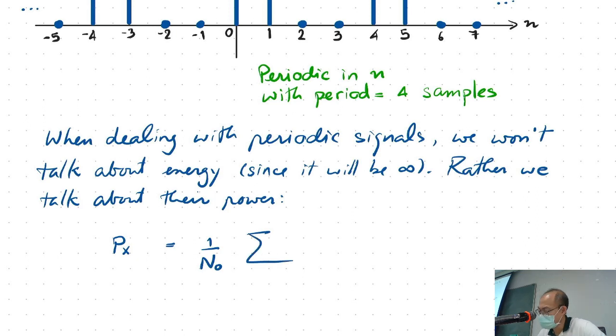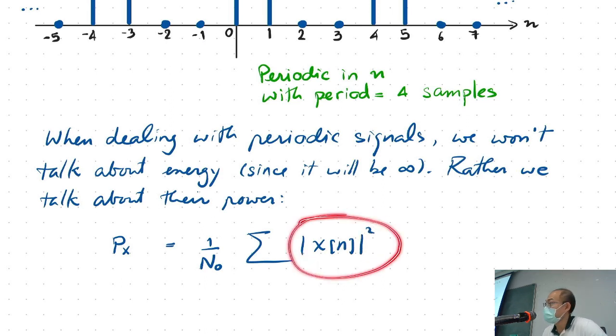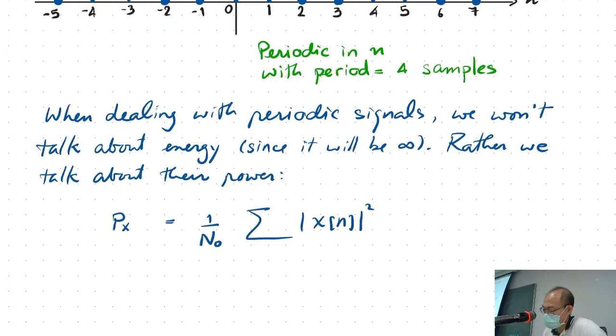And the summation of the magnitude of xn squared. This means you have to take the magnitude first in case it is complex valued, right? If it is not a complex value, you can just square it, it doesn't matter. But if it's a complex valued signal, then you have to take only the magnitude, not the phase. You take the magnitude of it and you square it. This is the magnitude squared.